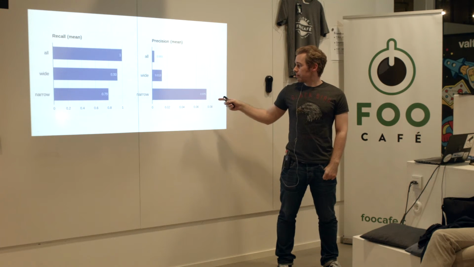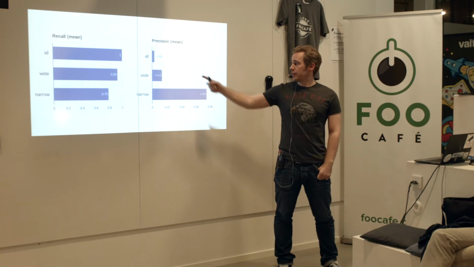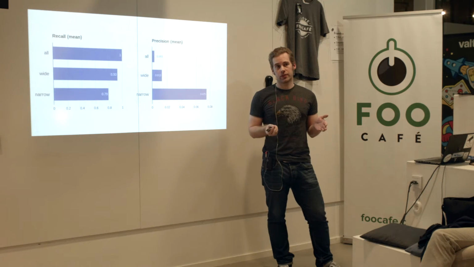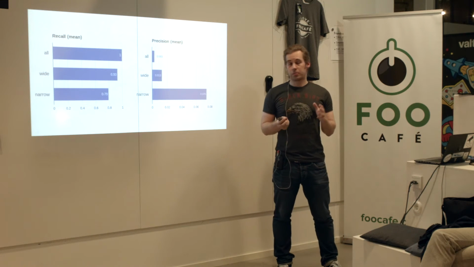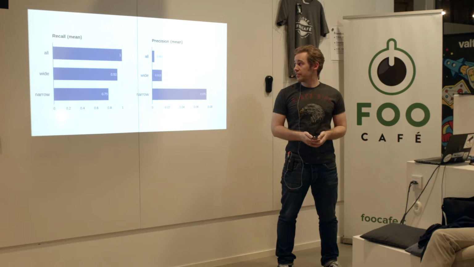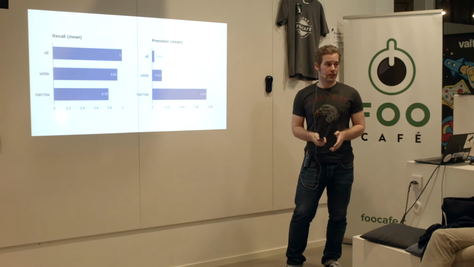The precision, on the other hand, is very low for running all the tests, because you run so many unnecessary tests, so the precision suffers. The narrow selection model is about 15 times better, so you waste a lot less time.